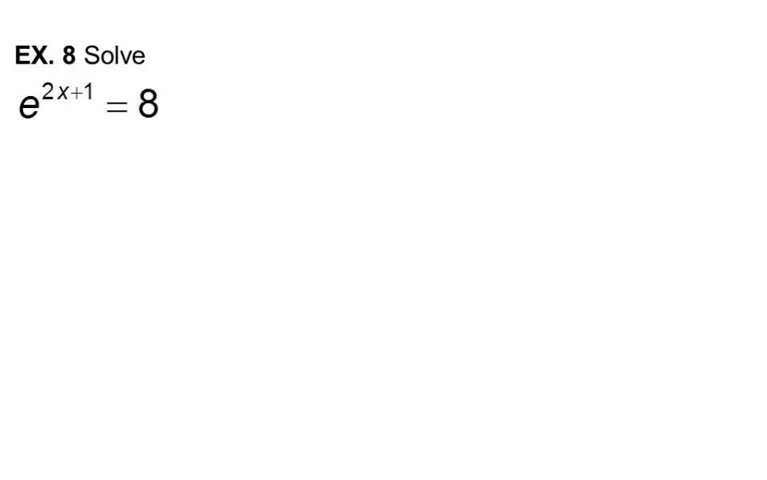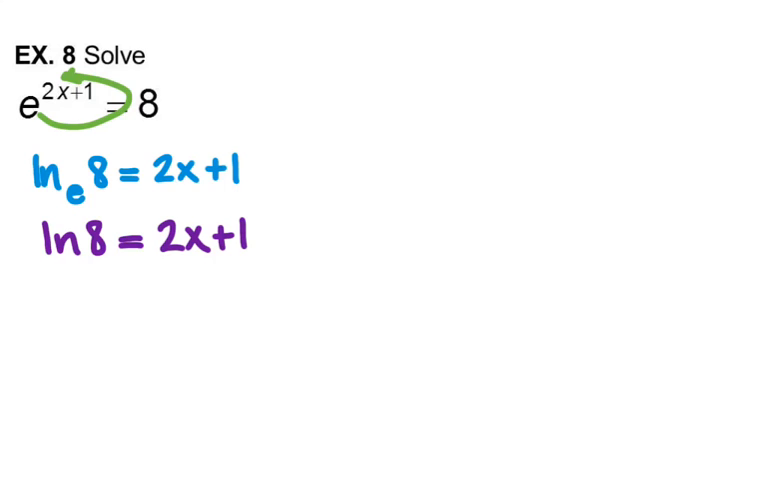Okay, number 8, e to the 2x plus 1 equals 8. Since this is base e, I'm not going to write it with log. I'm going to write the natural log, base e of 8, equals 2x plus 1. Base e is understood, so I can just write natural log of 8 equals 2x plus 1.